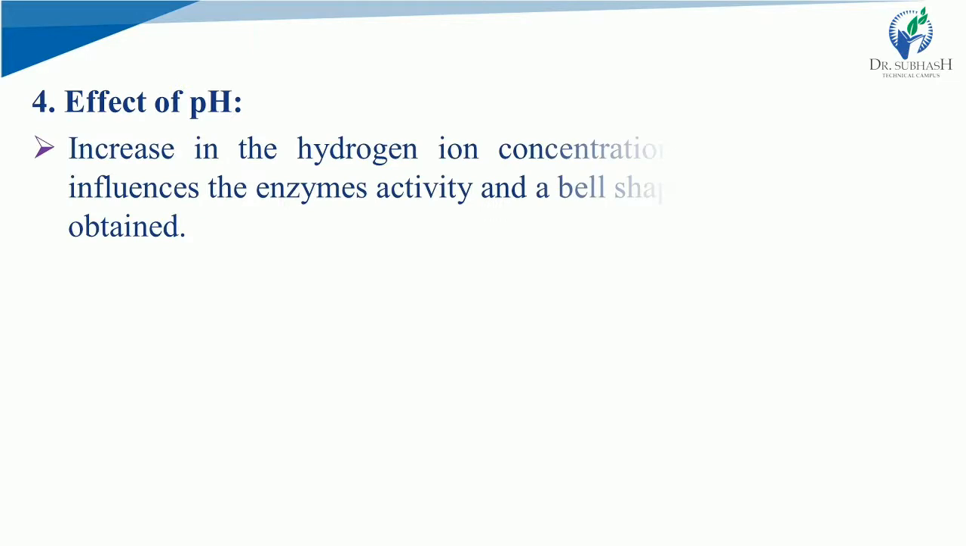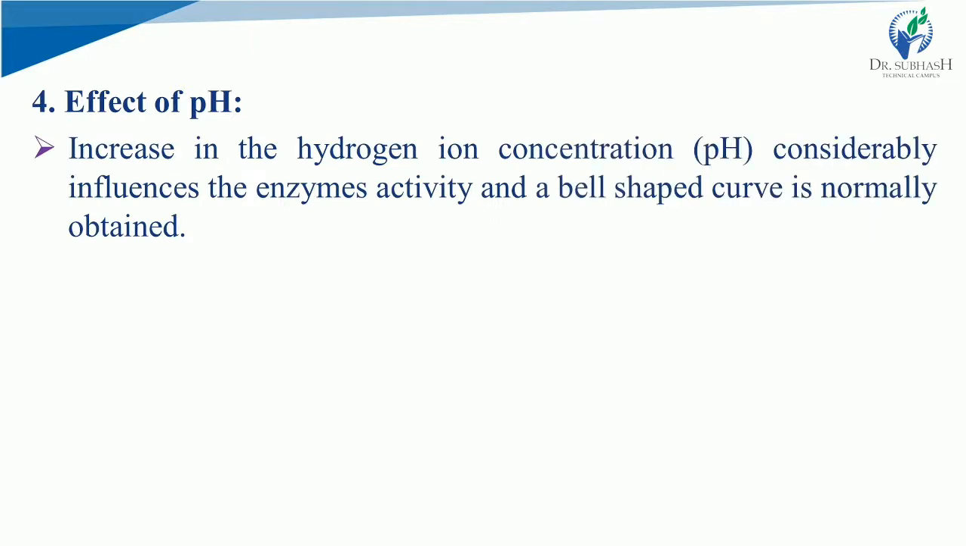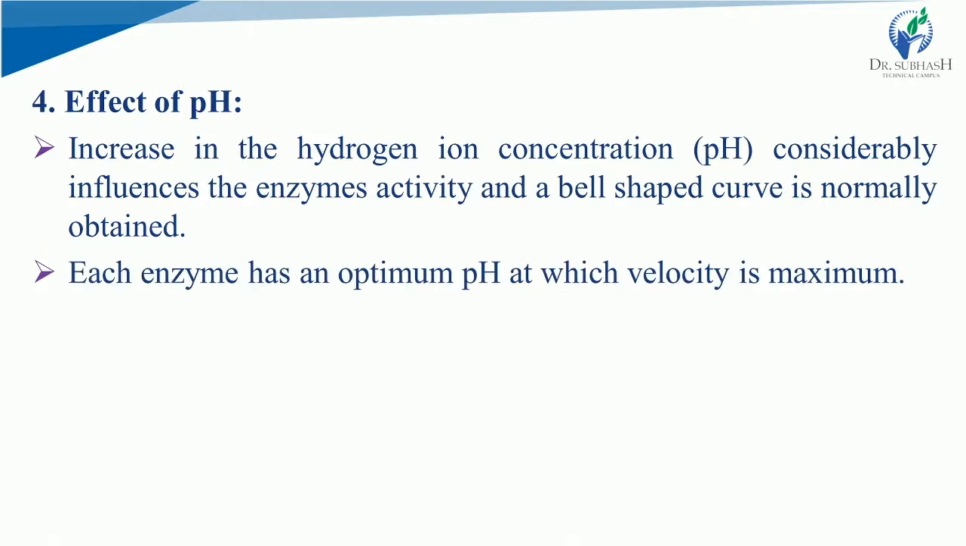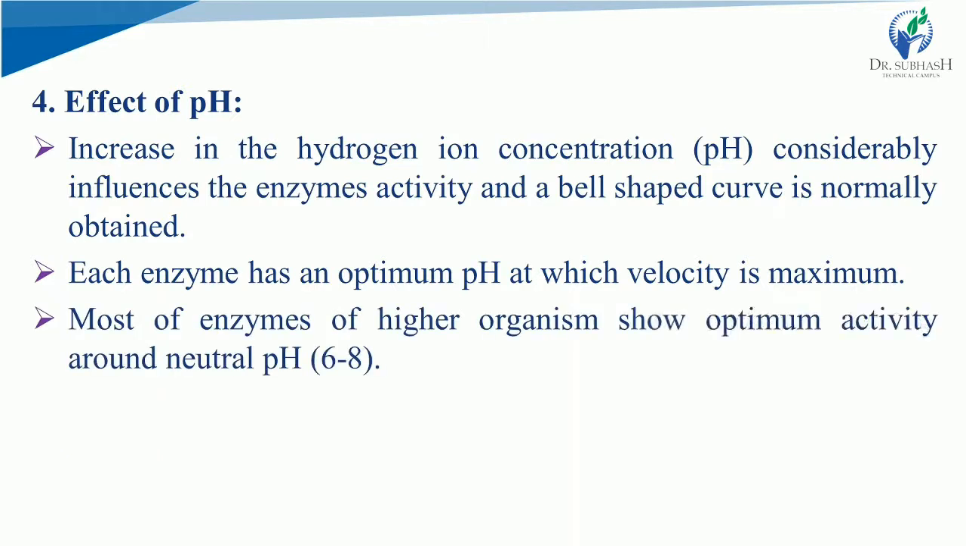Effect of pH. Increase in hydrogen ion concentration, pH, considerably influences the enzyme activity, and a bell-shaped curve is normally obtained. This is the same case as temperature, but don't mix the graph, right? Each enzyme has an optimum pH at which velocity is maximum, just like the temperature. Most of the enzymes of higher organisms show optimum activity around neutral pH, that is 6 to 8. Again, remember this is extremely important, and it will be helpful in your competitive exams too.